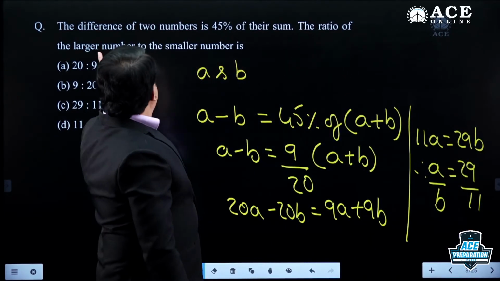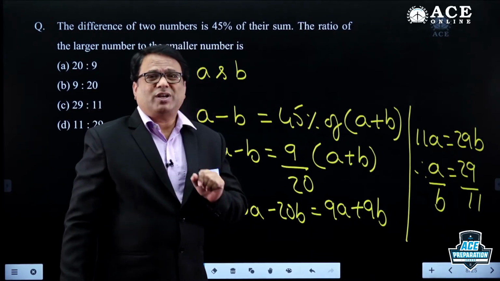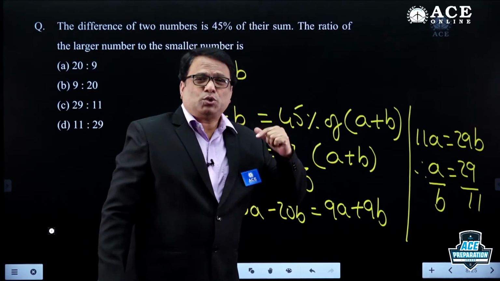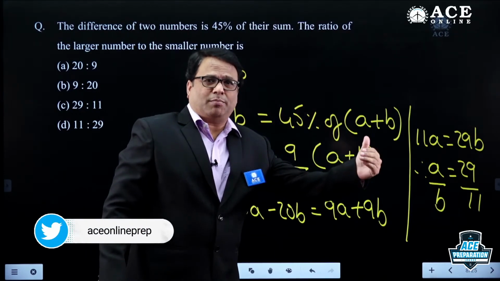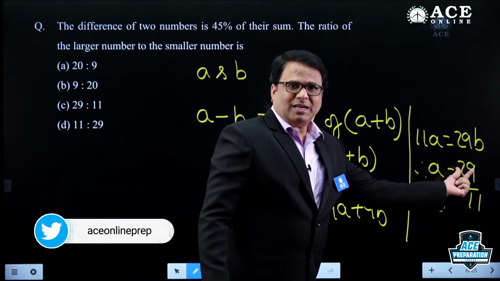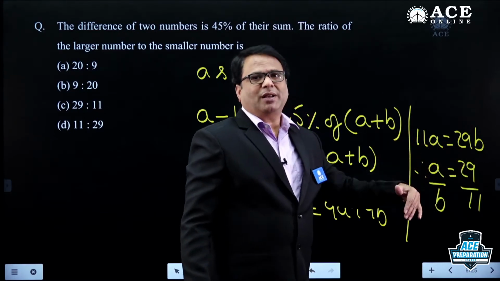And what is the question? We have to find the ratio of the larger number to the smaller number. So first we write the larger number and then the smaller number. Incidentally, the first number itself is larger, so we can say the ratio of larger number to the smaller number.